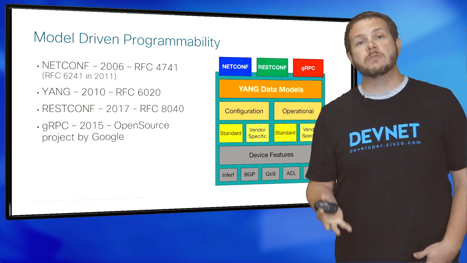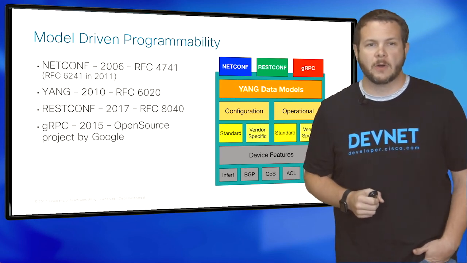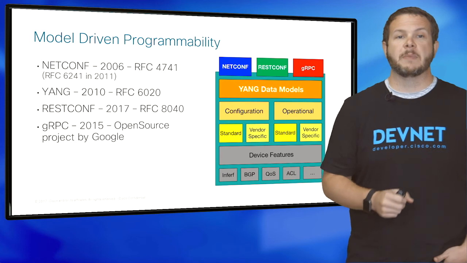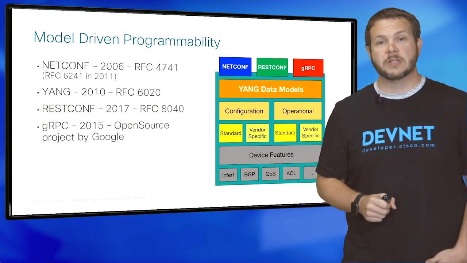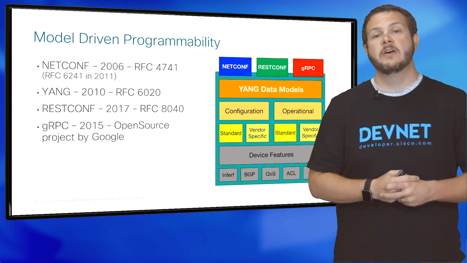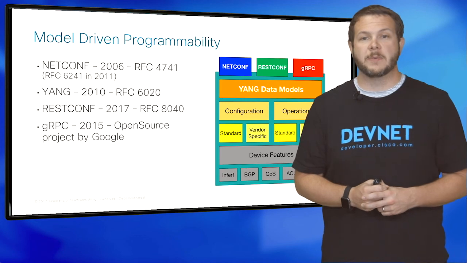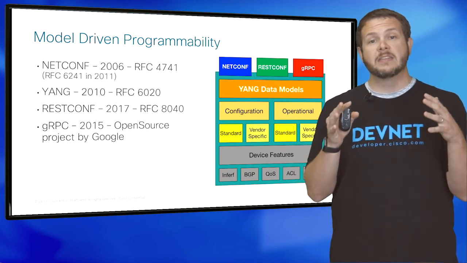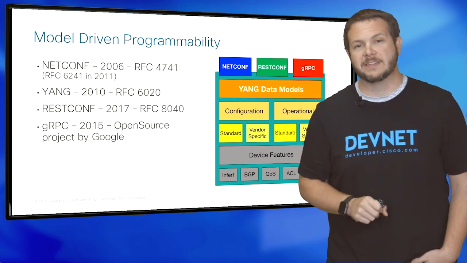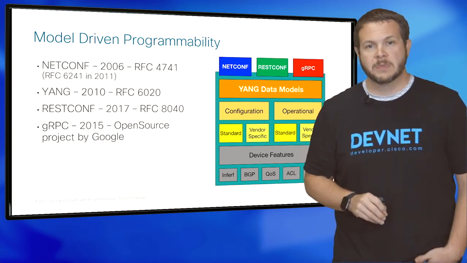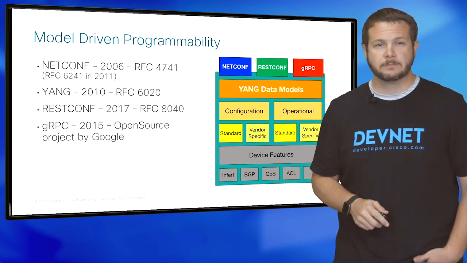And then to expose those data models to the outside world, we want to have an opportunity to use multiple protocols. Originally, we had netconf back in 2006, and then just at the beginning of this year, in January of 2017, RESTconf was standardized fully. The team over at Google have an open source project called gRPC, which is not specific to the network, but is another interface where we can get access to the yang data models that are there. In this session, we're going to talk specifically about RESTconf as that transport protocol.